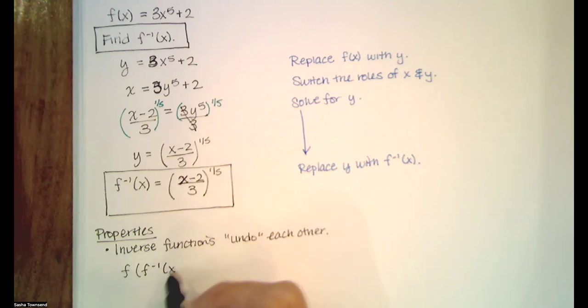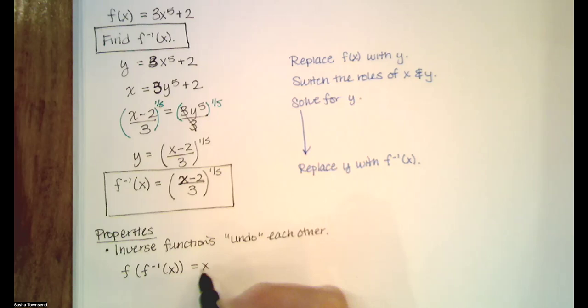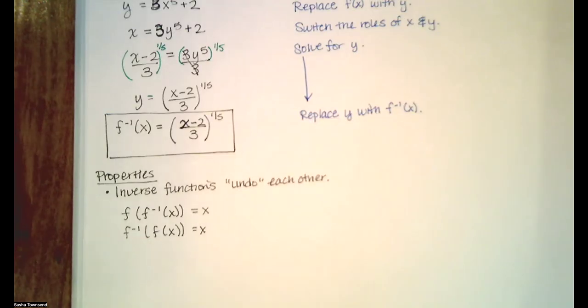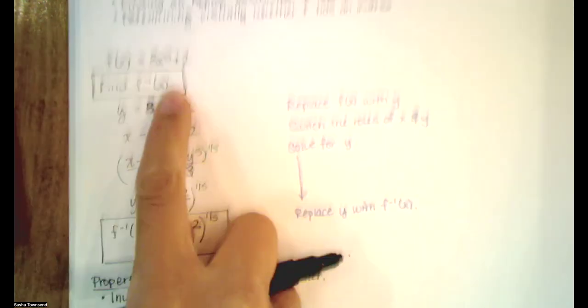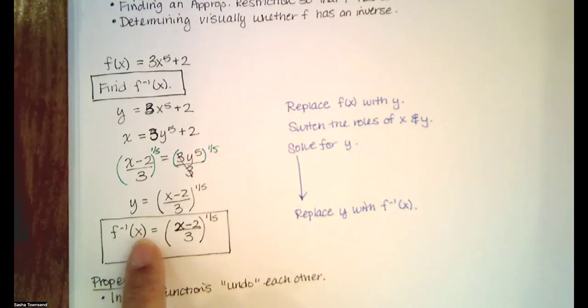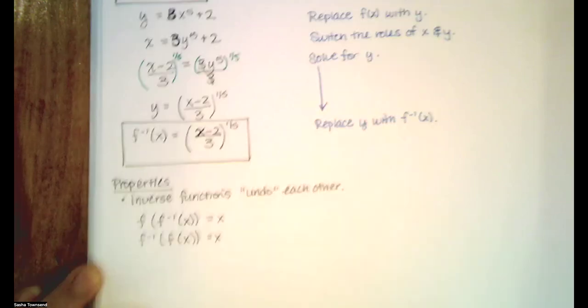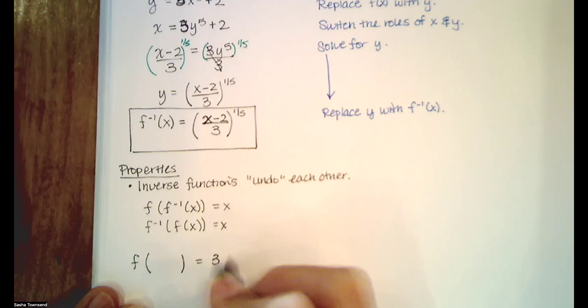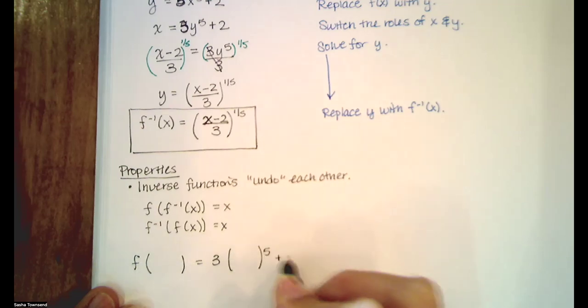Algebraically, we can show that this way. f of f inverse should be x, and f inverse of f should be x. Because if I apply f inverse first, and then I apply f, well, since this is undoing this, I should just get the original expression back. And the same is true if we do it the other way around. So we can check that this function is actually the inverse function of this one by substituting this function into this one. So my f of x was 3 times x to the fifth plus 2.